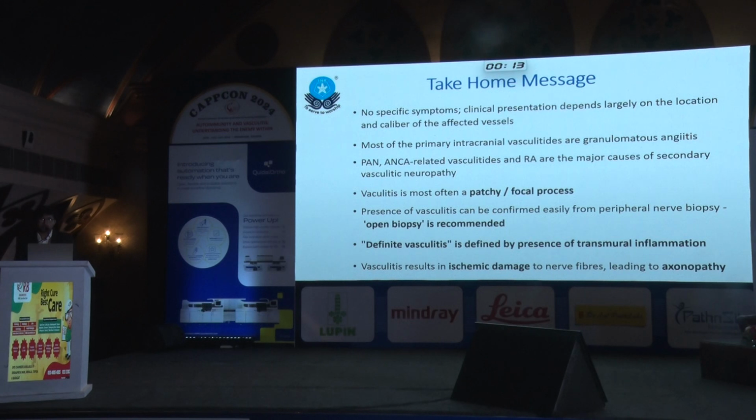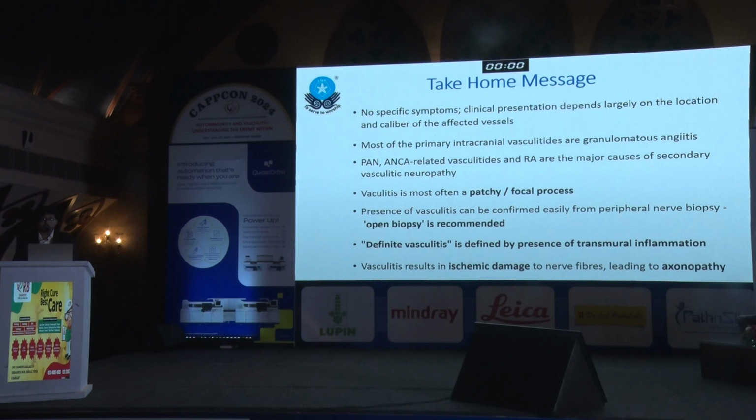So finally, what are the take-home messages? No specific symptom for CNS or PNS vasculitis. Clinical presentation depends largely on the location and caliber of the affected vessels. Most of the primary intracranial vasculitis are granulomatous angiitis. PAN, ANCA-related vasculitis, and RA are the major causes of secondary vasculitic neuropathy.